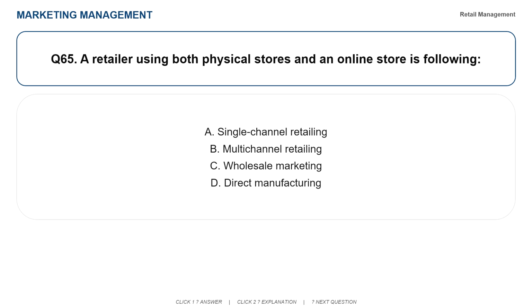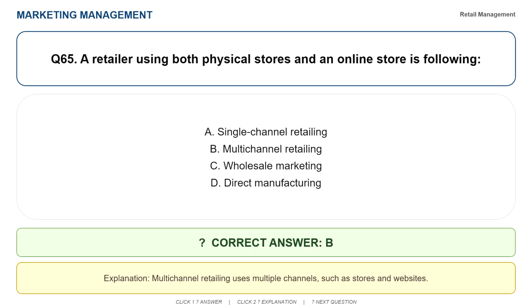Question 65. A retailer using both physical stores and an online store is following. Option A, single channel retailing. Option B, multi-channel retailing. Option C, wholesale marketing. Option D, direct manufacturing. The correct answer is B. Explanation. Multi-channel retailing uses multiple channels, such as stores and websites.